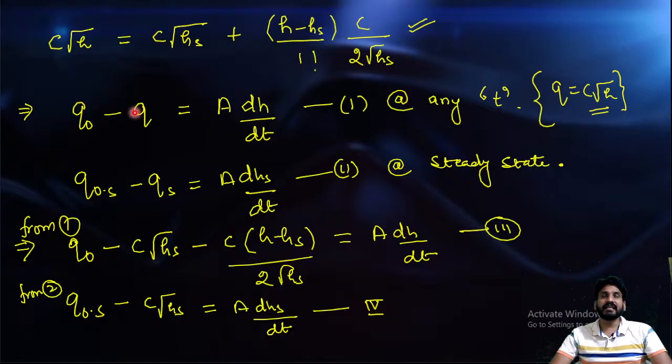I wrote qs directly as c under root hs, but I am not writing q directly as c under root h. First I linearized it. Why could I not place q as c under root h directly, but I put qs as c under root hs directly? Why?